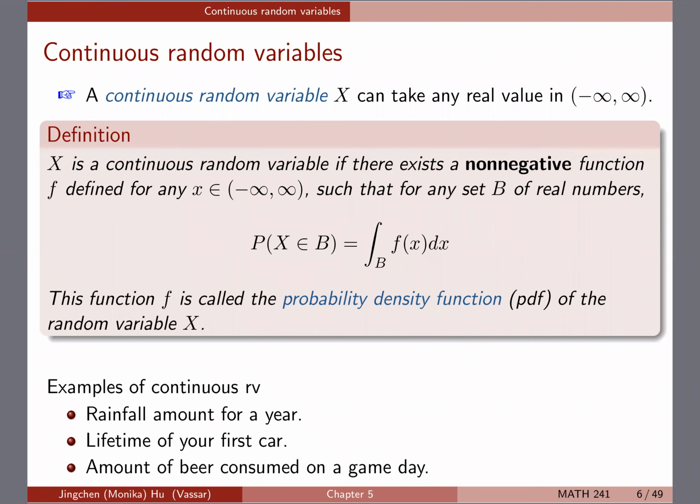Some examples here: rain for a month or a year can be a continuous random variable, the lifetime of your first car, the amount of beer consumed on a game day. So pretty much it is continuous. You can think of it that you can measure, but you cannot count.